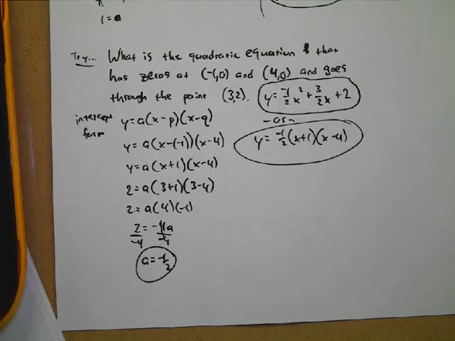These look different though, don't they? Well, that's because they're different forms. You look here, right? A is negative 1/2. So you do have the same A value, and if you multiply this out and distribute that negative 1/2, you'd have the same B and C values there too. It is the same if you multiply it out.